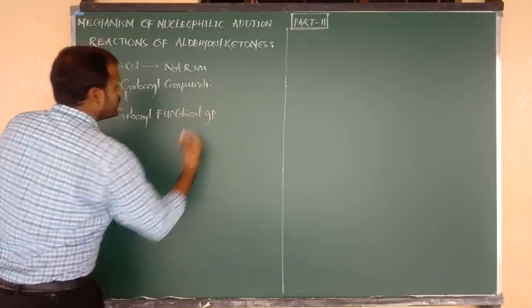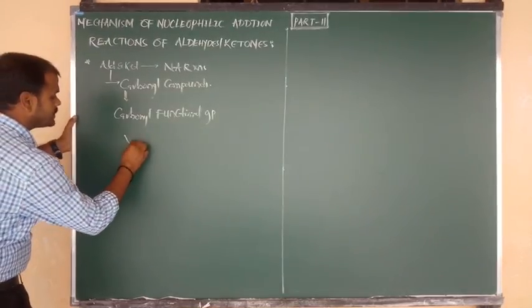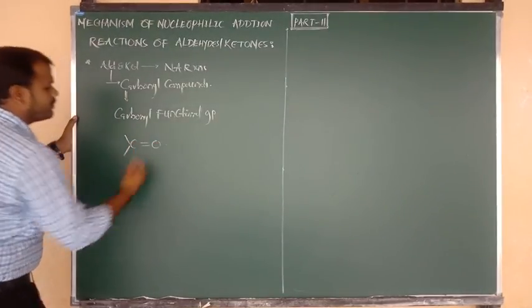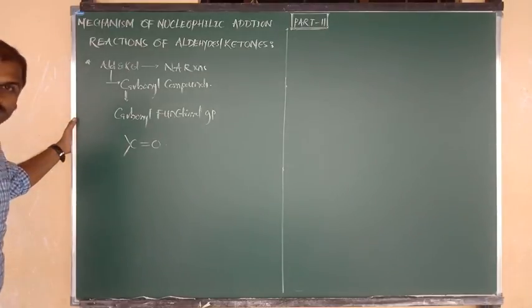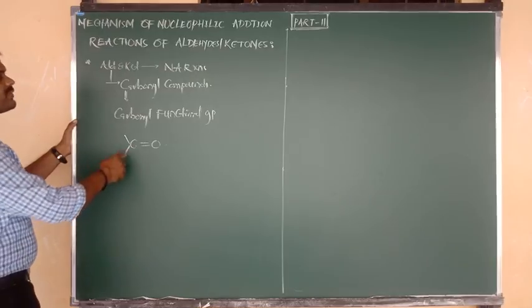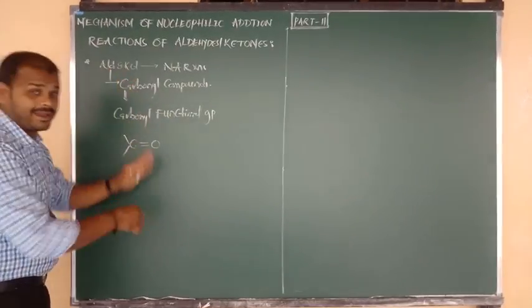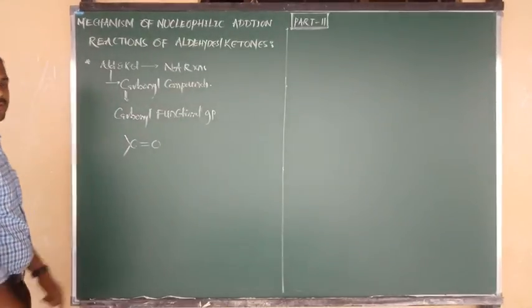So what is the formula of the carbonyl functional group? Bond, C double bond O, bond. This is the formula of the carbonyl functional group. This is the common formula for aldehyde and ketone. You know the formula very well.